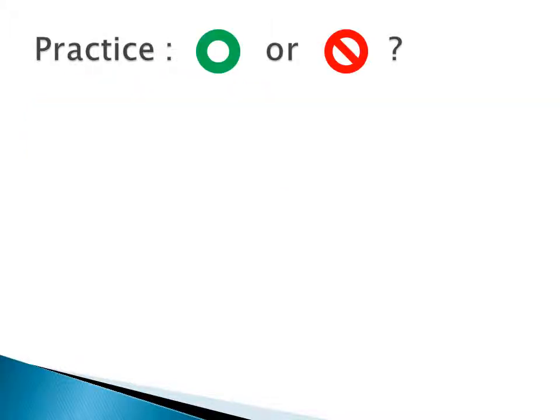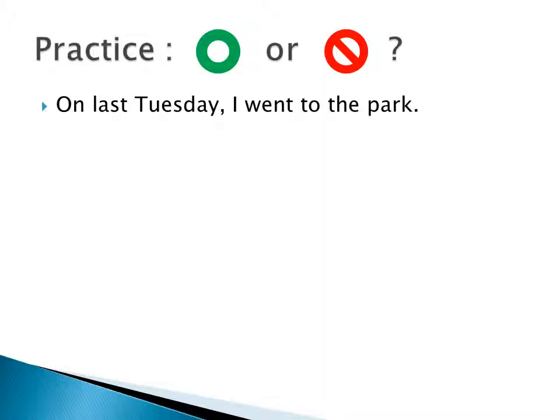Okay? Let's practice. I wrote some sentences. Decide if they are correct, green circle, or wrong, red circle. On last Tuesday, I went to the park. Of course, it is wrong, because we saw earlier, last doesn't need anything in front of it. Last Tuesday, I went to the park.